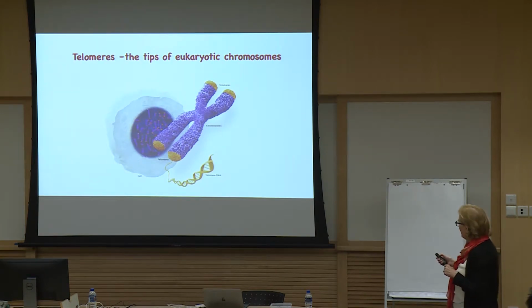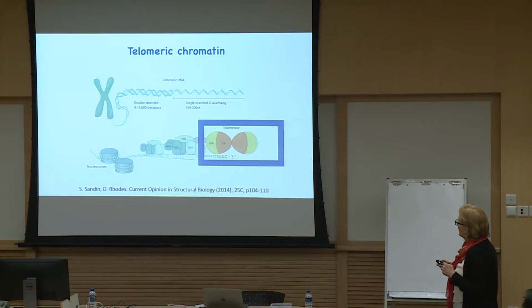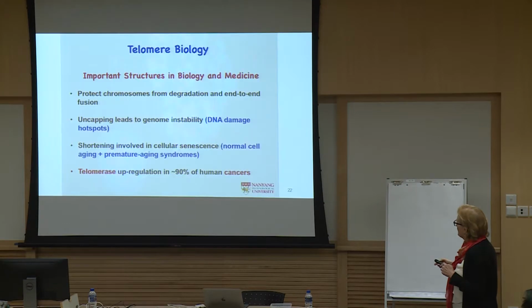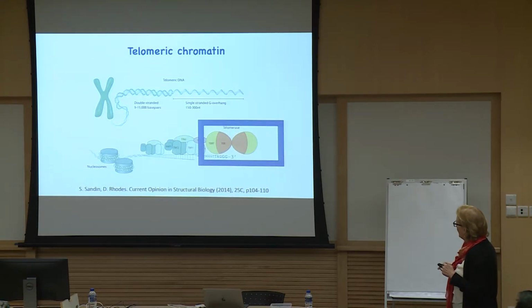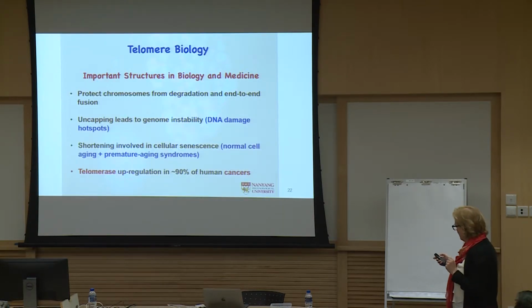I already mentioned the telomeres, the tips of eukaryotic chromosomes. I'm now going to tell you about the telomerase structure, which we originally did by negative stain while I was in Cambridge, and now we are doing by cryo. Telomeres are a very important structure in biology and medicine. They protect chromosomes from degradation and fusion. Uncapping leads to genome instability, so they are DNA damage hotspots.